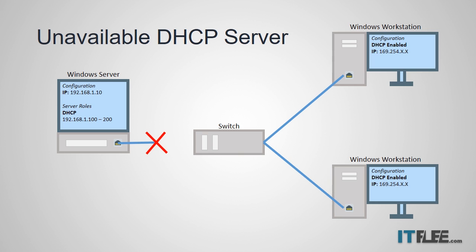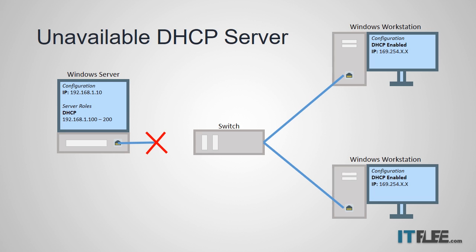If the DHCP server goes offline for any reason, whether it's a crash, a network connectivity issue, maybe a switch goes down or a cable gets cut, then that computer will lose its DHCP configured IP address as soon as its lease expires. So basically, the computer is only up for as long as the DHCP server is up.